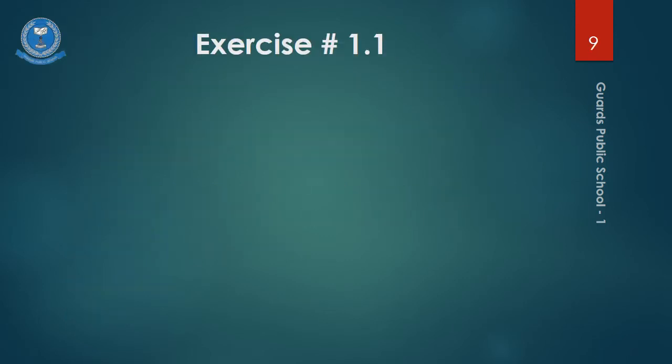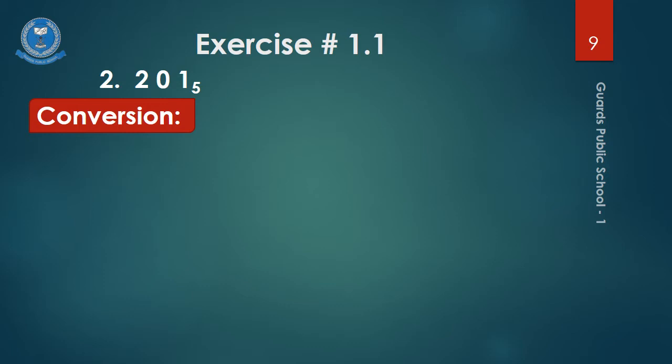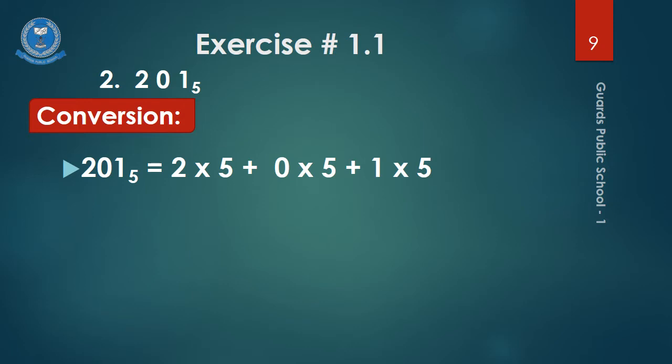One more question for your practice. Question number 2, that is 2, 0, 1 with base 5. Again, in order to convert this number into decimal system, write this number in expanded notation involving exponents of 5. Means write down 2, 0, 1 with base 5 is equals to 2 multiplied by 5 exponent 2 plus 0 multiplied by 5 exponent 1 plus 1 multiplied by 5 exponent 0.